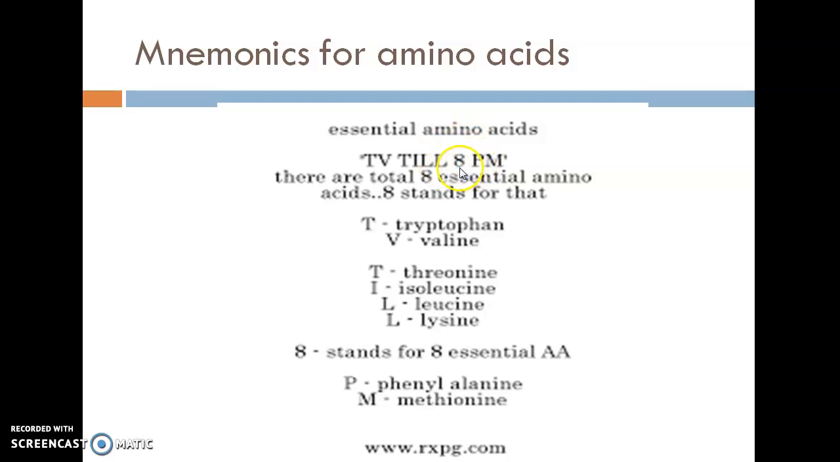Okay, and 8 is the essential amino acid number. P is for phenylalanine and M is for methionine. You can use any of the three mnemonics according to your convenience for learning essential amino acids, which is not part of our topic, but in biochemistry or in your later studies, if you want to remember such amino acids, this will be very convenient.